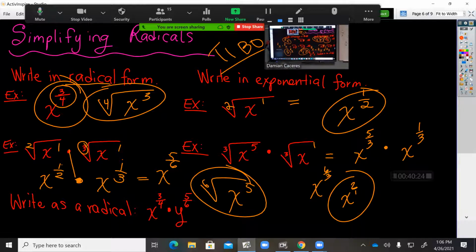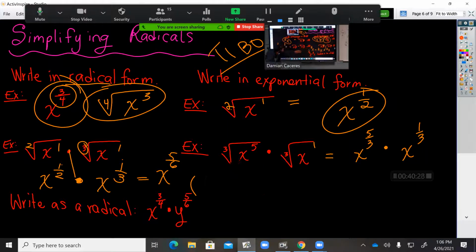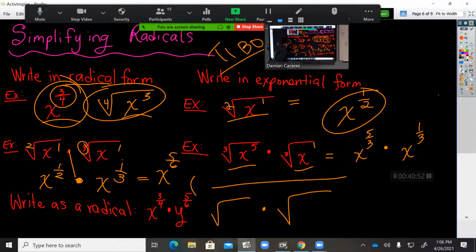And now the last one. Look at the difference between this last example and everything else that we've done on this page. Everything else we've done on the page, you have an x and an x. On this one, it's an x and a y. Are you going to be able to put those things together? No way. So all they want you to do is to turn each one into a radical next to each other. So top in, bottom out, and your answer is going to look like this.